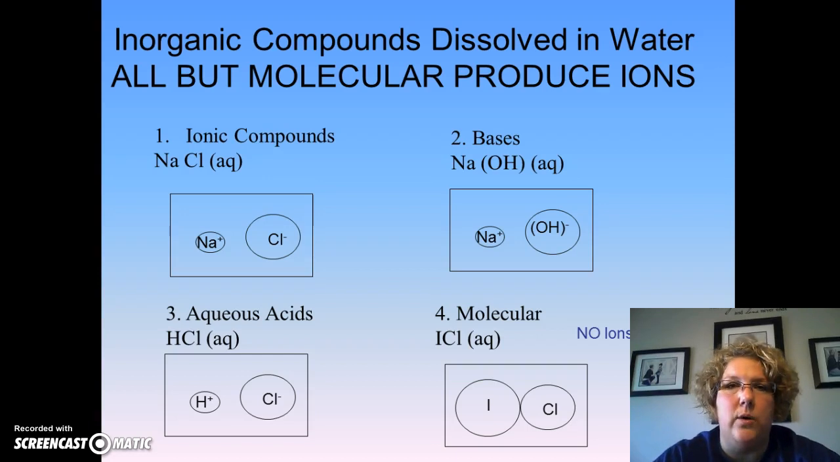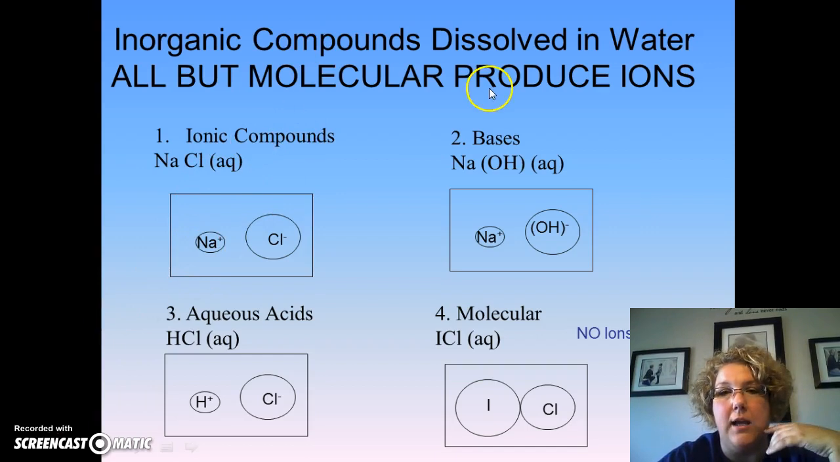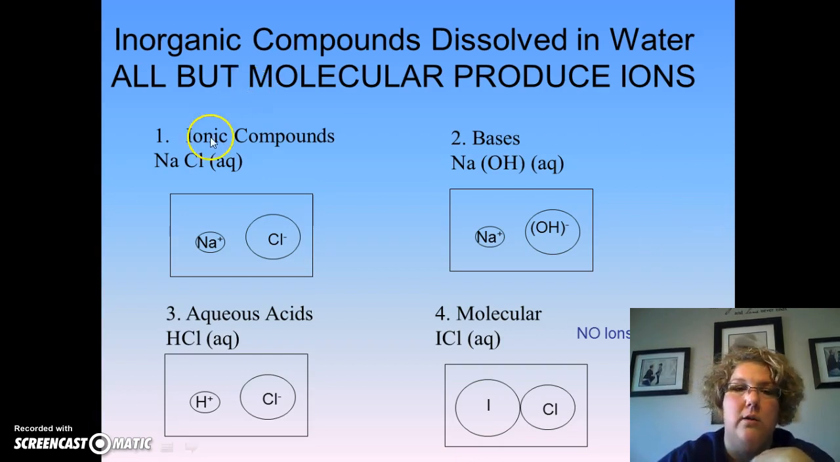All right, now, while all these substances can dissolve in water, they don't all do the same thing on a molecular level. Your ionic compounds like NaCl, and basic compounds like sodium hydroxide, and your acids like hydrochloric do all dissolve to produce ions in water. But molecular compounds like ICl, iodine monochloride, the solid will disappear, it will dissolve in water, but no ions are produced, so those are non-electrolytes. The first 3 are electrolytes, this last guy wouldn't be.